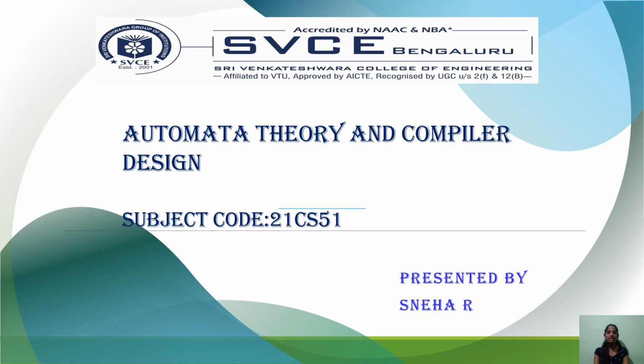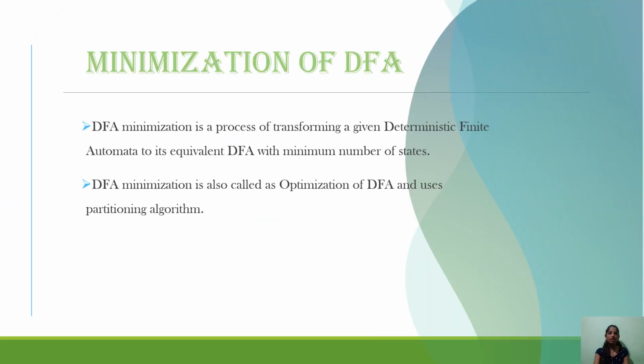Today we are going to see about automata theory and compiler design. So in this, let's discuss minimization of DFA. DFA minimization is a process of transforming a given deterministic finite automata to its equivalent DFA with a minimum number of states. DFA minimization is also called optimization of DFA and uses a partitioning algorithm.